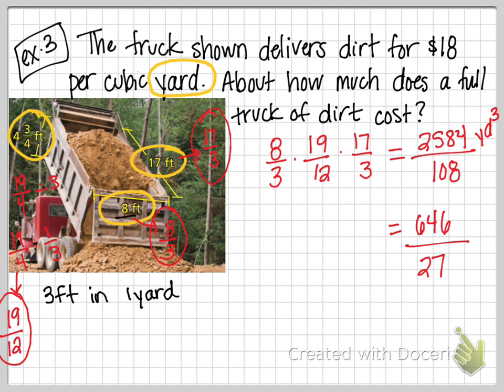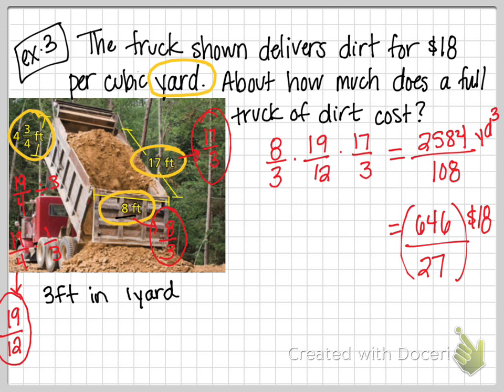Now, it says it costs $18 per cubic yard. So if we have that many cubic yards, 646 over 27, what do we need to multiply that by to get a dollar amount? 18. Because we're taking this, and they're charging us $18 per cubic yard.